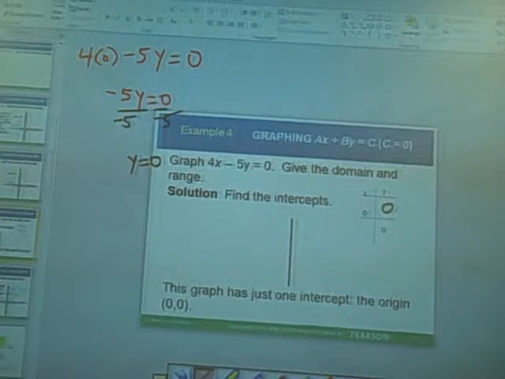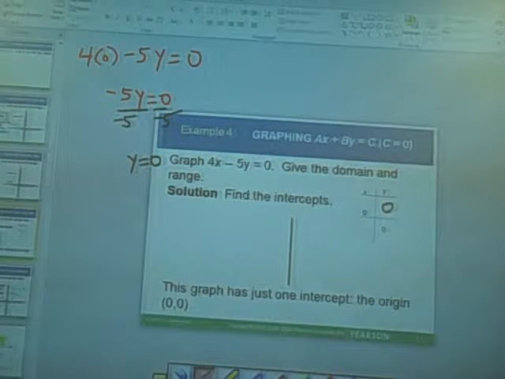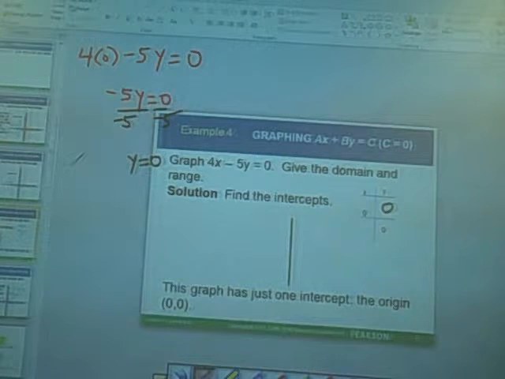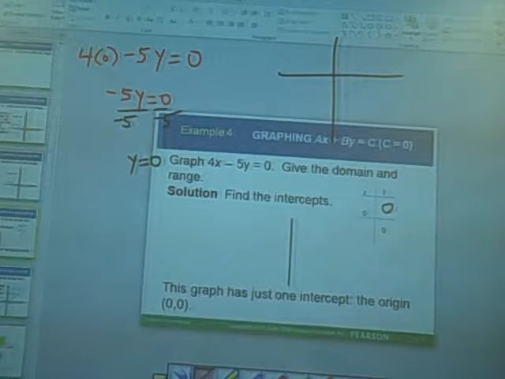So if you substitute 0 in for x, you get 4 times 0 is 0, so you just drop that, and you get negative 5y equals 0. So you divide negative 5 into 0 and you get y equals 0. So this would be your point, it's just going through the origin. So we're right here at 0, 0.